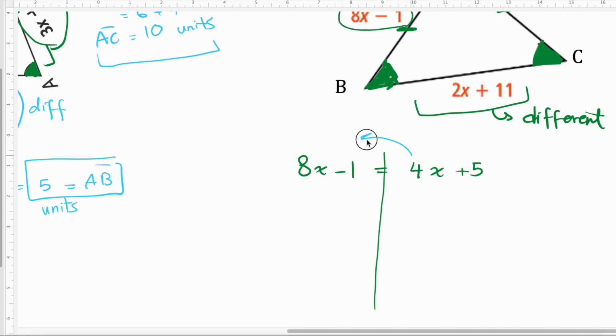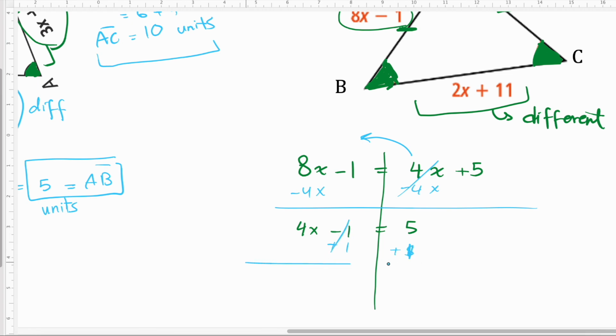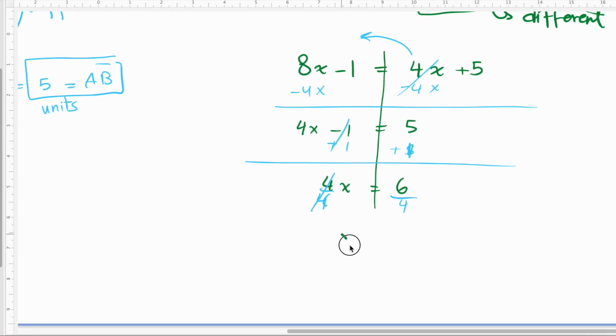So move the 4x there by subtracting 4x. Now you have 8x minus 4x is 4x minus 1 equals 5, and then you need to add 1 on both sides. Sorry. Now you have 4x equals 6, and lastly you have to divide by 4. So x equals, I think, 1.5. Okay, so x equals 1.5, and that's the value of x only.